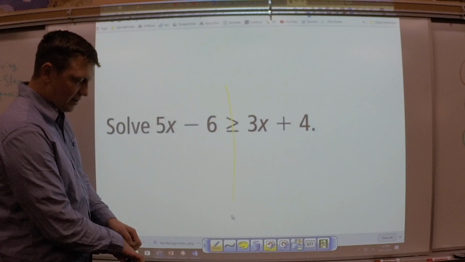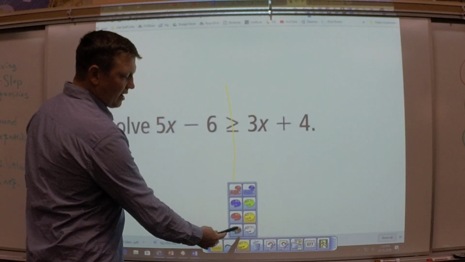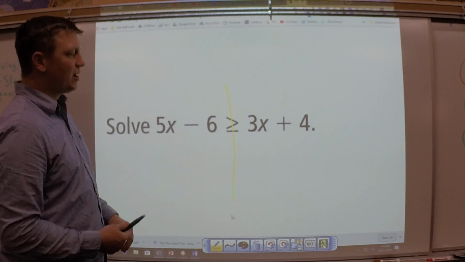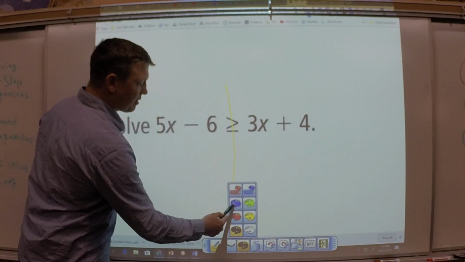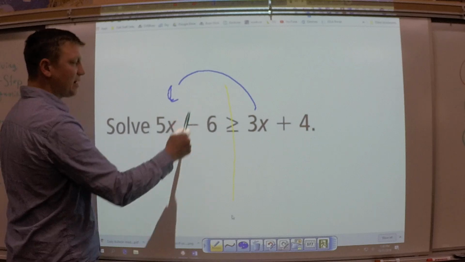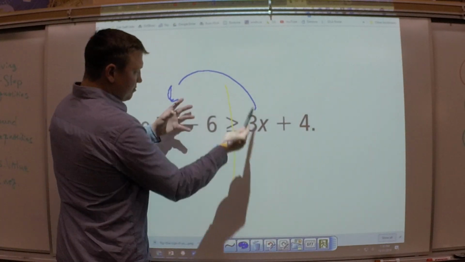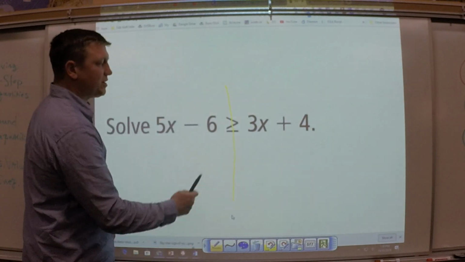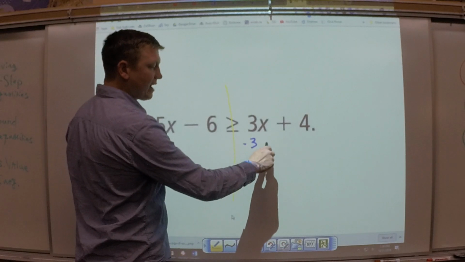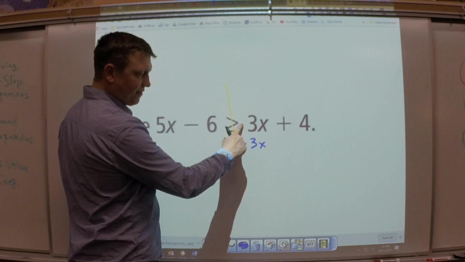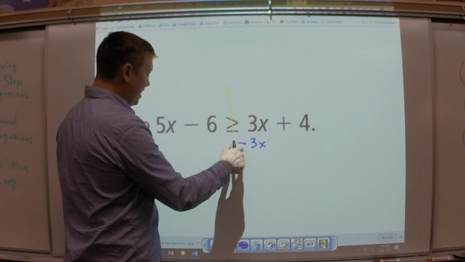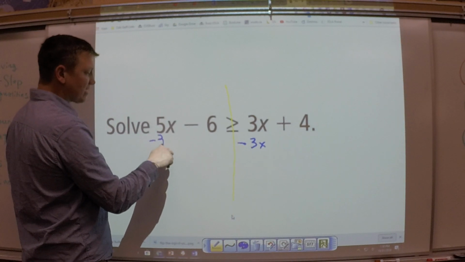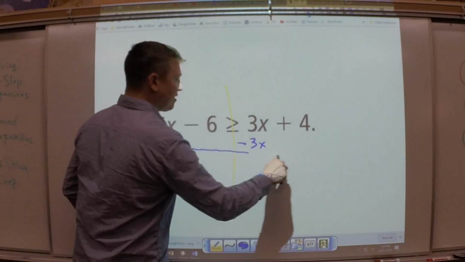There's a lot going on in this one problem, but typically we want to get all of the variables to the other side. So technically what I'm going to do is take this one and try to move it to the other side. We don't show our work like that though. Instead we show our work like this, minus 3x, because it's a positive. I'm going to subtract 3x from that side, subtract 3x from this side.